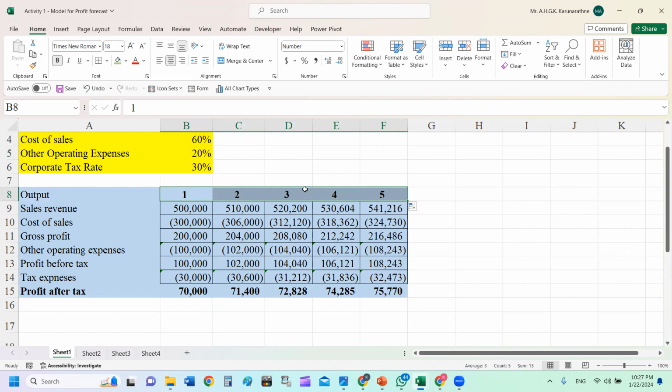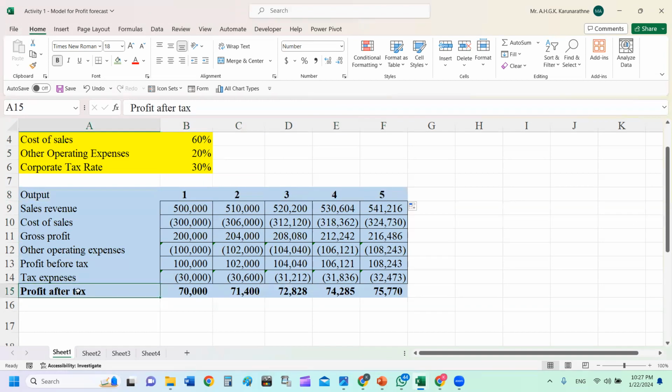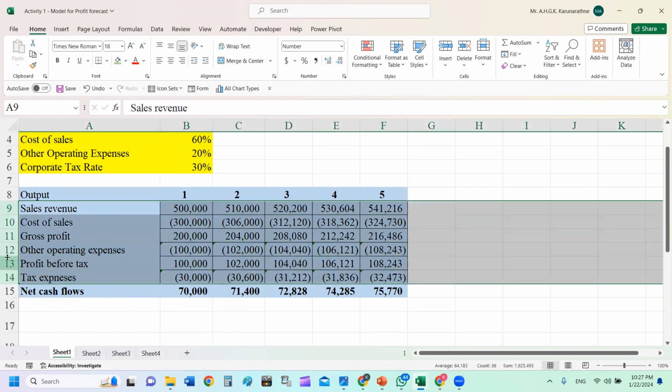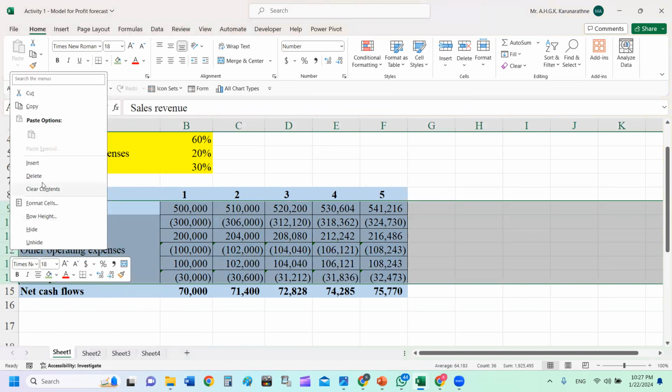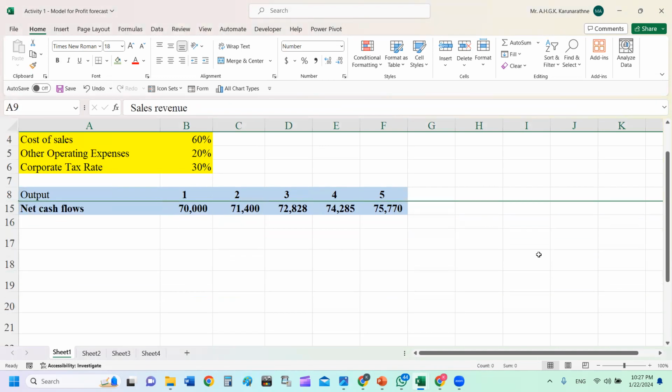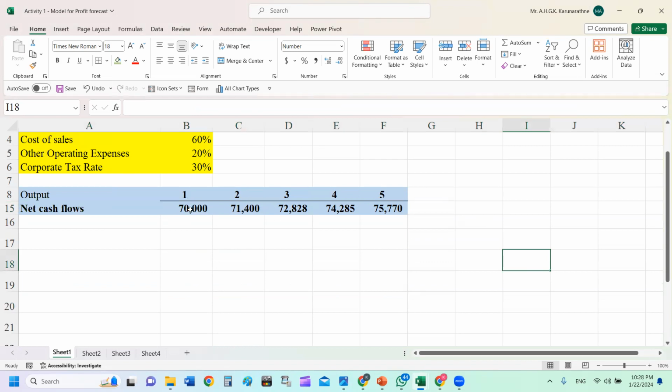The way you forecast the profit, let's assume this is not the profit after tax, let's assume this is net cash flows. If you forecast the net cash flow like this, you just hide this unnecessary information. Compute and hide this. Once hidden you get year 1 net cash flow, year 2 net cash flow, year 3 net cash flow, year 4 net cash flow, year 5 net cash flow.